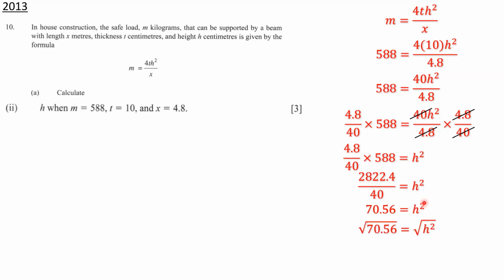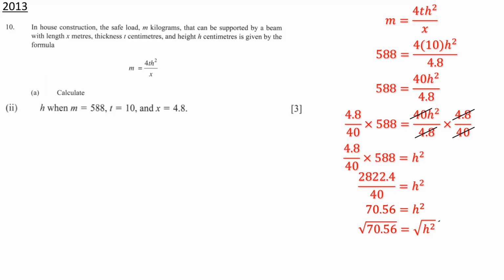And so, taking the square root of both sides, we know that the square root and the square will cancel out each other. So let me show that. The square root and the square cancel out each other, leaving us with just H.